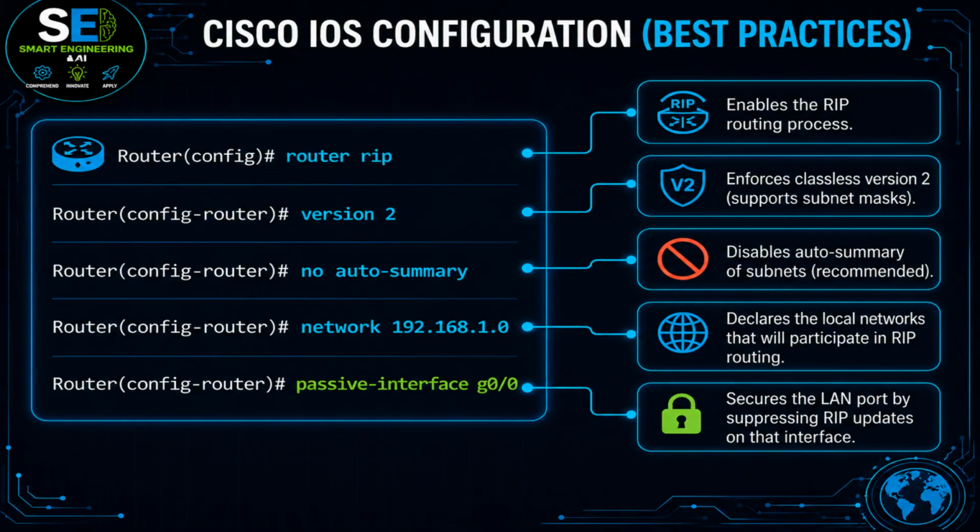After that, the network command defines which local networks will participate in the RIP process. In this example, the router advertises the 192.168.1.0 network. Finally, passive interface G0/0. This command prevents RIP updates from being sent through the LAN interface, improving both security and bandwidth efficiency. With only a few commands, we can build a fully functional dynamic routing configuration using RIP version 2 on Cisco IOS.